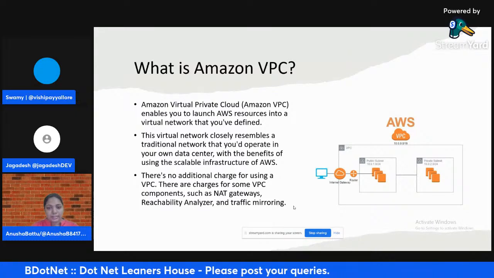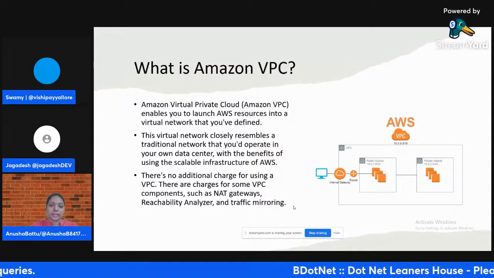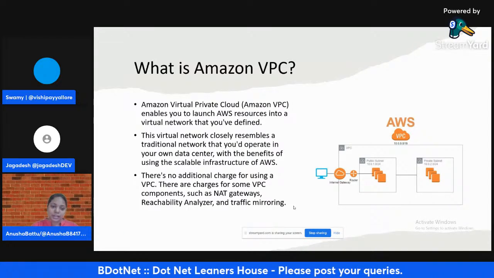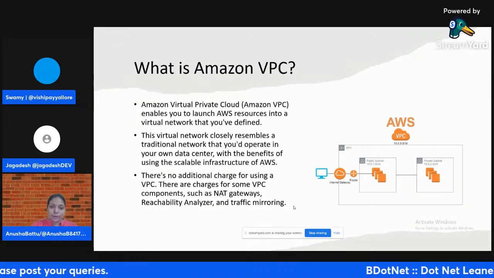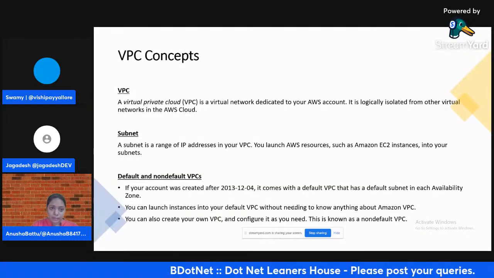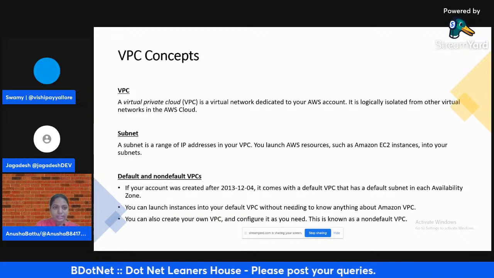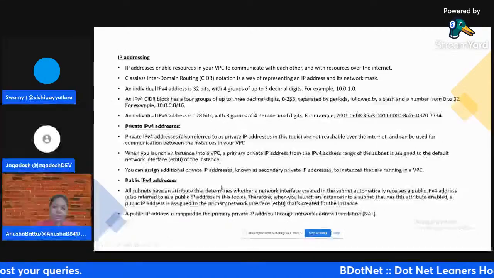So what is it like? It resembles a traditional network where you have your own data center, with added advantages like auto scaling and low latency, and many other advantages of using VPC. So what will be inside a VPC, we will see now. As we said just now, VPC is like a virtual network. It is isolated from all other networks.